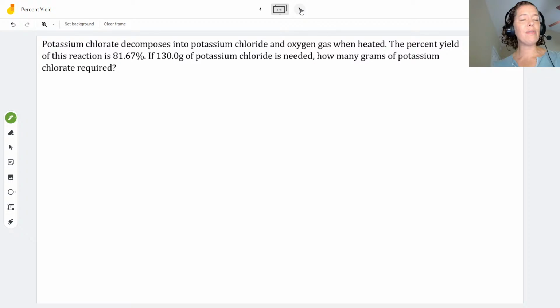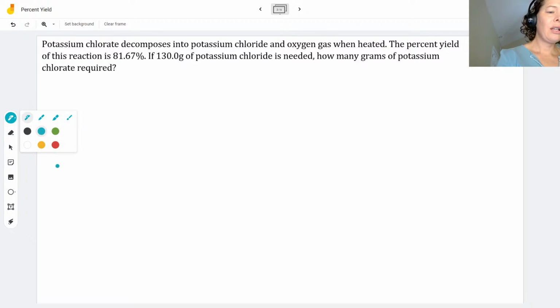The percent yield of this reaction is 81.67%. If 130 grams of potassium chloride is needed, how many grams of potassium chlorate is required? Okay, and they didn't give us a reaction, so we're going to have to provide the reaction. Let's actually do that first. Let's provide our balanced chemical equation.